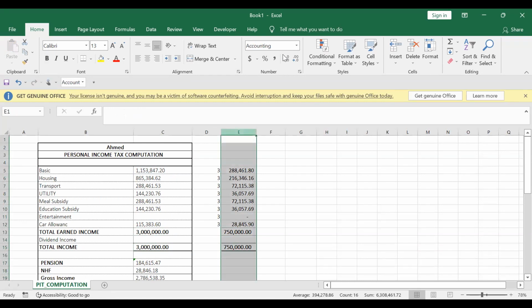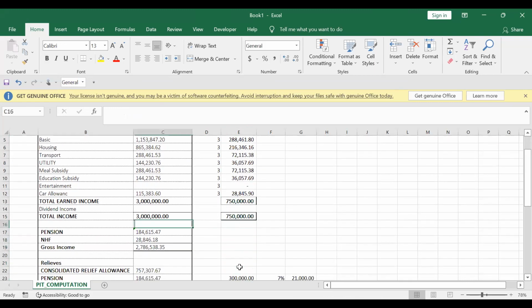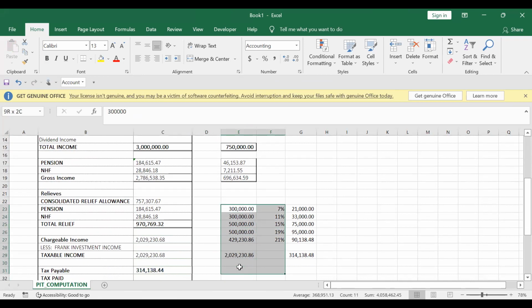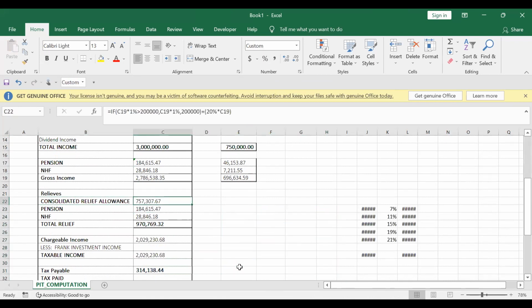I believe everybody is listening. All right. So the pension over that 3 months, we'll also calculate it in the same manner. But when you get to the consolidated relief allowance, please listen to this. There is a 200,000 here. This 200,000 is meant for 12 months. So I will need to adjust this by coming in here and dividing by 12.